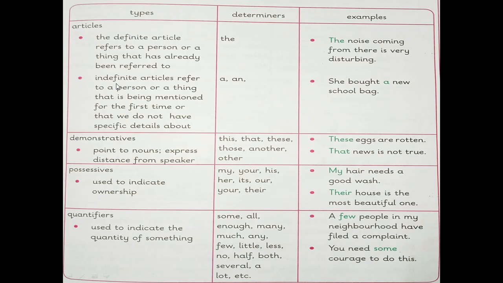Now taking the next one, the indefinite article, that is either a or an, students, refers to a person or a thing that is being mentioned for the very first time, or that we do not have specific details about. Simply because we do not have specific details about it, that is why it's called the indefinite article.